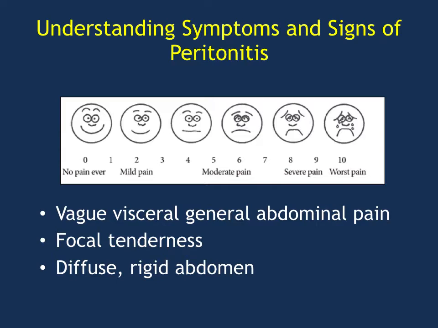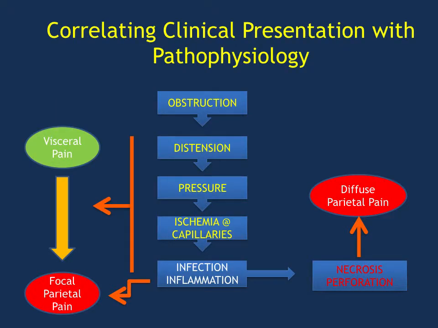Now, most of you understand visceral and parietal pain and the classic history of migration of pain from the periumbilical region to the right lower quadrant in appendicitis. And you also understand what happens when there's free perforation, that there's diffuse peritonitis. So let's use the example of appendicitis to correlate your understanding of a clinical presentation, in terms of what the patient experiences with regard to pain and their presentation, to what's actually happening at the level of the organ.